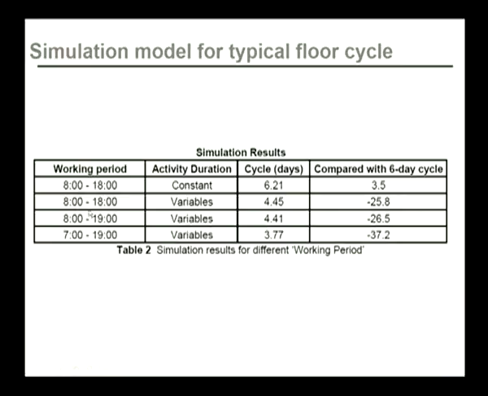Similarly, if a particular activity happens between the same times, that is morning 8 o'clock to evening 6 o'clock, but its activity duration is variable based on man, machinery and nature, its cycle is 4.45 days. It may exceed that and take more time, so the margin will come in negative, that is 25.8 days probably. So in a 6-day cycle, we will fall back into a loss of 25.8 days.